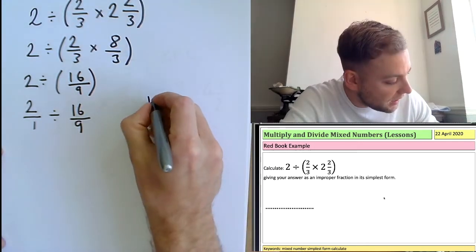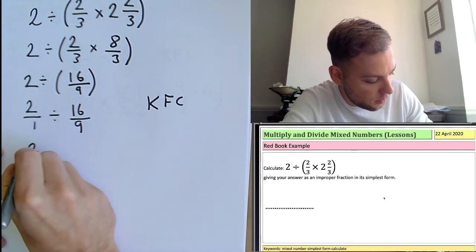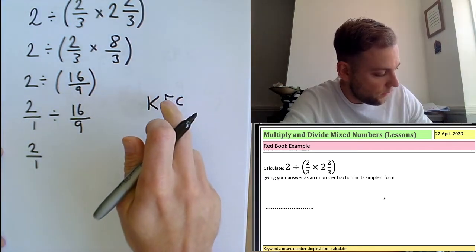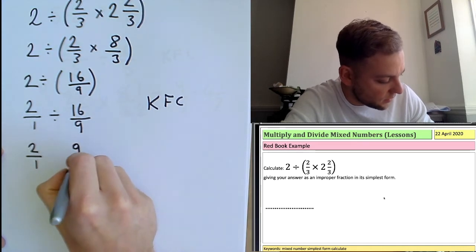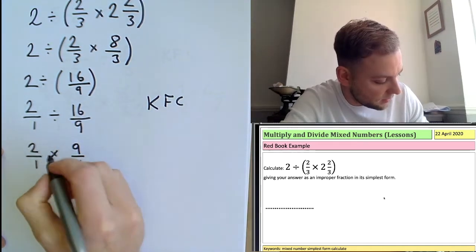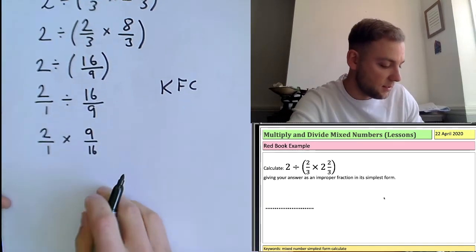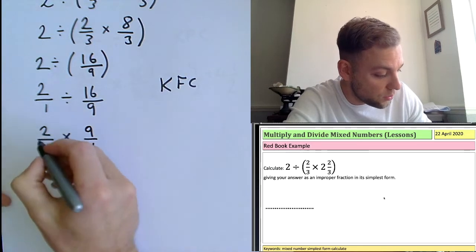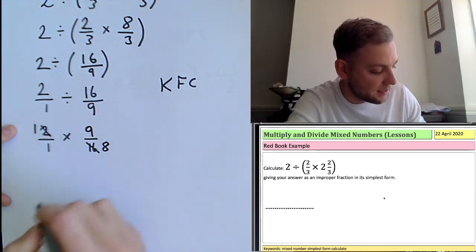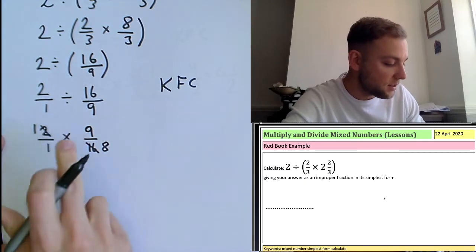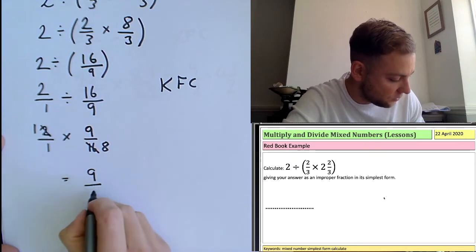Now I'm going to be using KFC. So keep, flip, so instead of 16 over 9, it's going to be 9 over 16, and change this divide to a times. Then we're going to see if we can cross cancel. Yes, we can because 2 goes into both of these. So how many times does 2 go into 2? Once. How many times does 2 go into 16? 8 times. And then 1 times by 9 is equal to 9. 1 times by 8 is equal to 8.